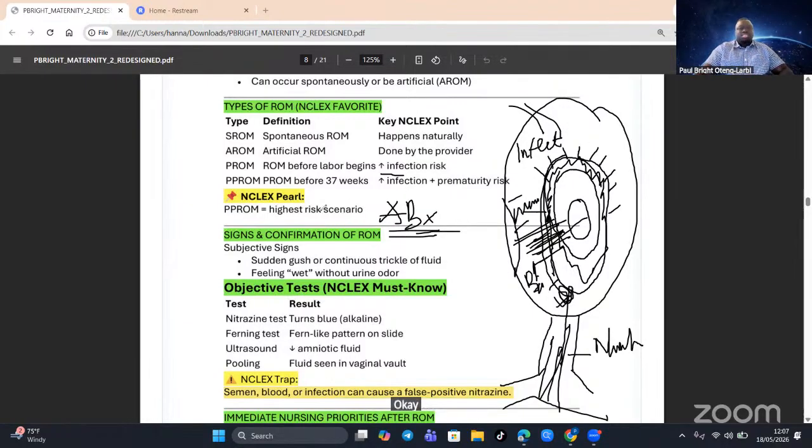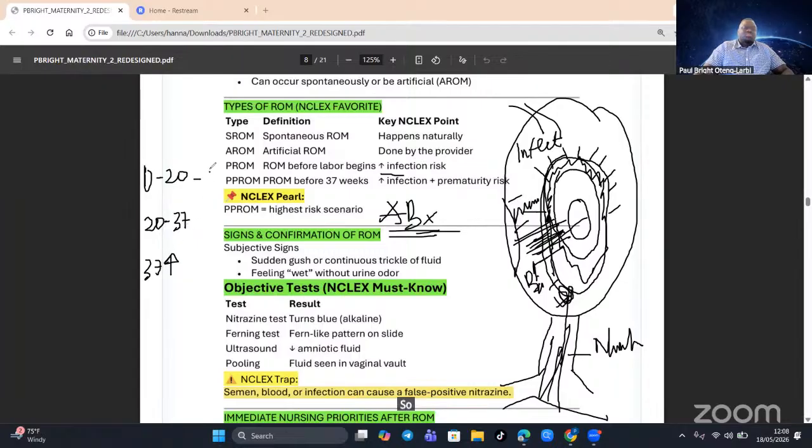Okay. Then this is the 37, the premature is like premature kind of before 37. This is an infection plus what? Prematurity risk. So those of you who were part of the class when we started, I told you that we have divided pregnancy into 3. The 0 to 20 weeks, the 20 to 37 weeks, and 37 upwards.